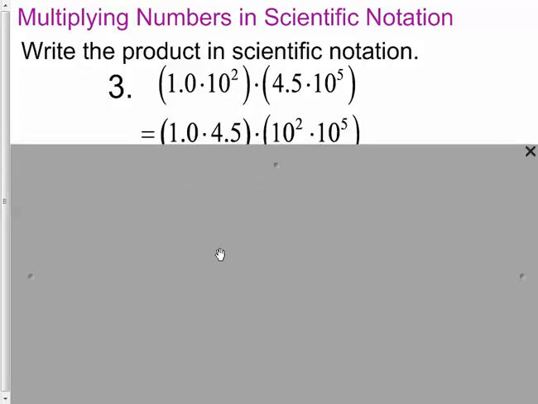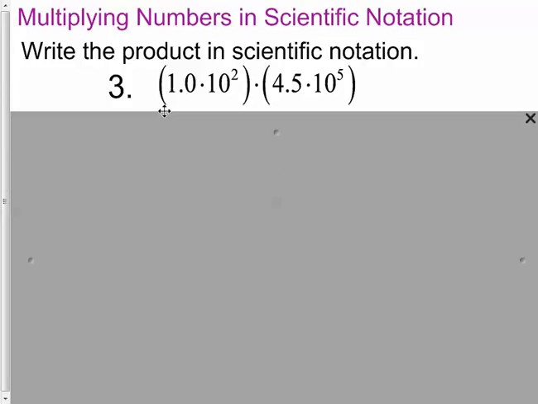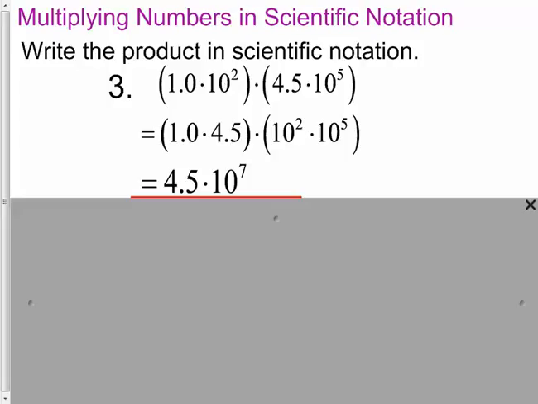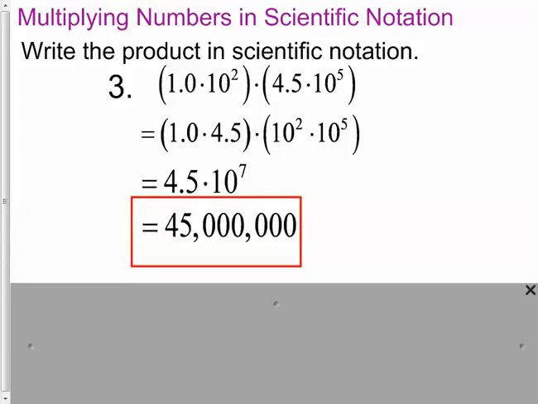Okay, so I showed you that first part. Try this one for me and I'll be back in just a second. All right, so the first part, you should be multiplying these two together and these two together. You get 4.5 times 10 to the 7th power. And if we want the product in scientific notation, that was the right answer.